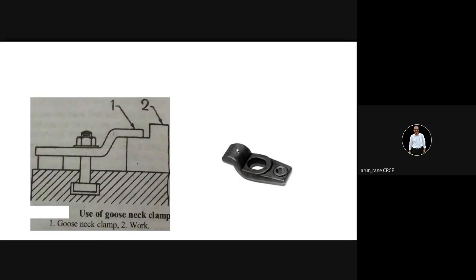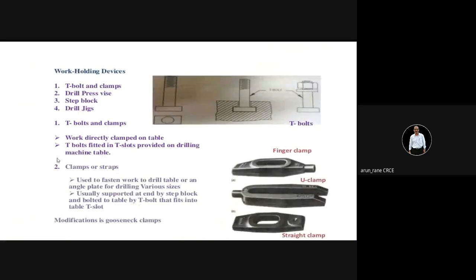This is how it will look like. A step block will look like this. There is a provision of a threaded hole also on the step block. Through this your T bolt will pass, on which you are clamping a nut. This is called the U clamp. So these are the work holding devices.